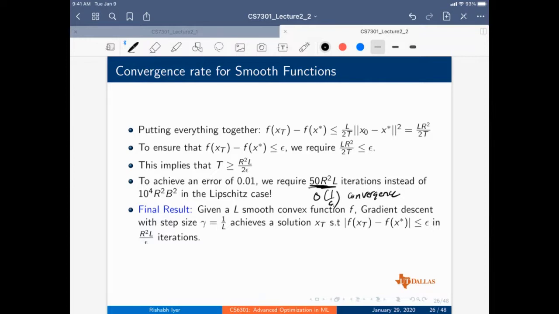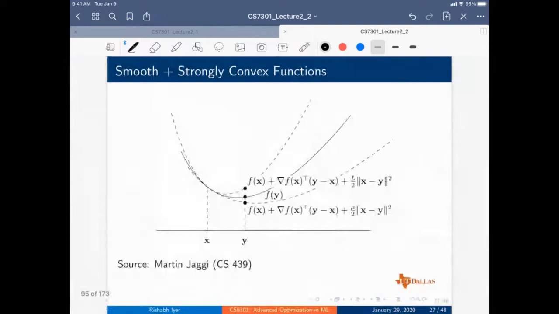So the important thing here is that we need to set the step size to be equal to 1 over L, where L is the Lipschitz continuity constant. Okay.